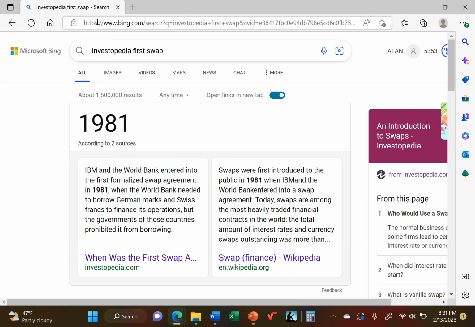The World Bank needed to raise German marks and Swiss francs to finance its operations. But for some oddball reason, Germany and Switzerland refused to let them borrow their currencies. Now, I have no idea what the problem was. I mean, the World Bank is an international organization that's designed to lend money to poor countries and help them get back on their feet. So I can't understand why this happened. But on the other hand, IBM, being a private company, had no trouble whatsoever borrowing these currencies.